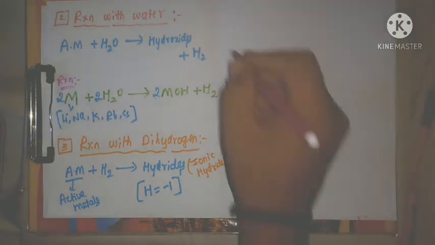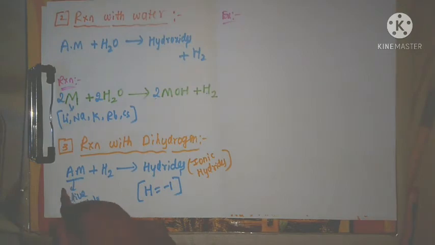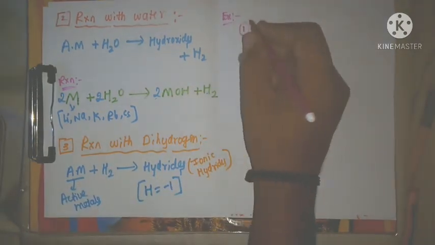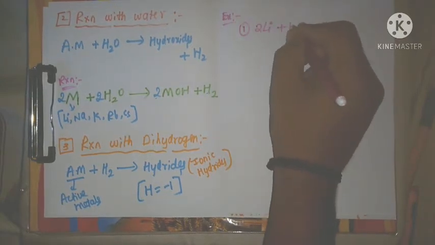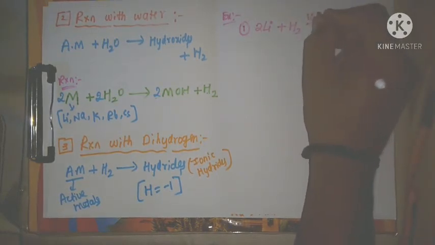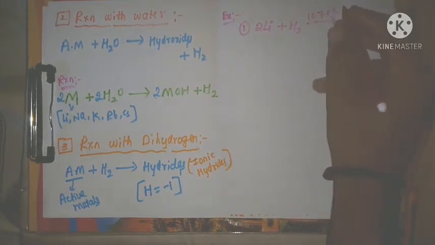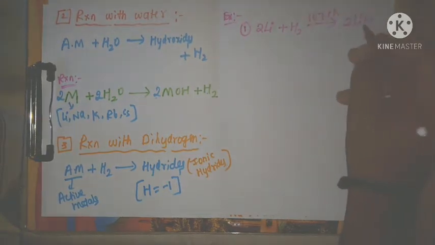First example. In place of alkali metal, take lithium, sodium, potassium. That is the reaction. Now just check here. First example I want to write: when 2 atoms of lithium react with dihydrogen, the temperature required is 1073 Kelvin. It will form lithium hydride. Here the oxidation number of lithium is +1 and hydrogen is -1.